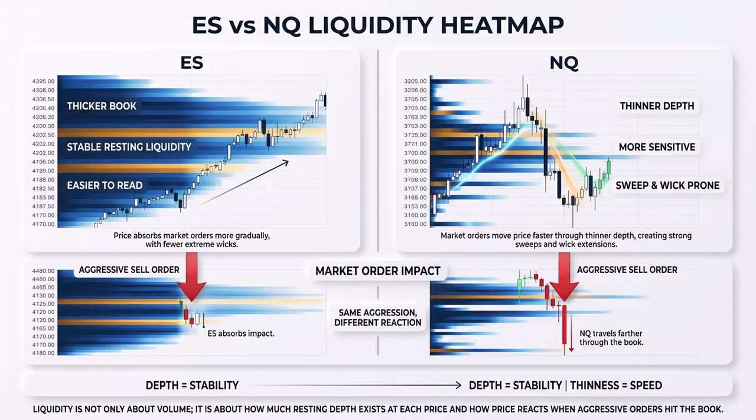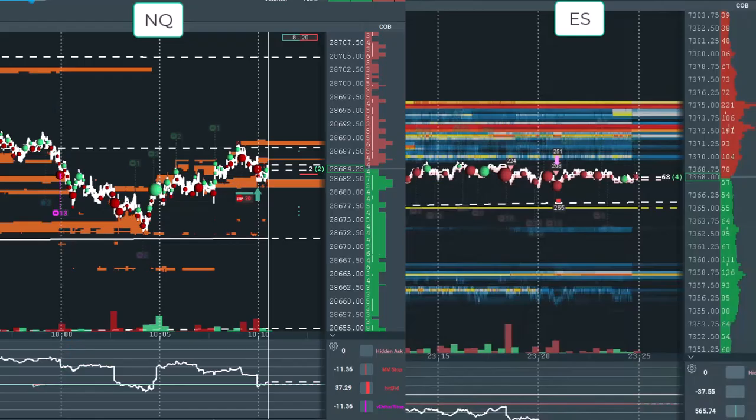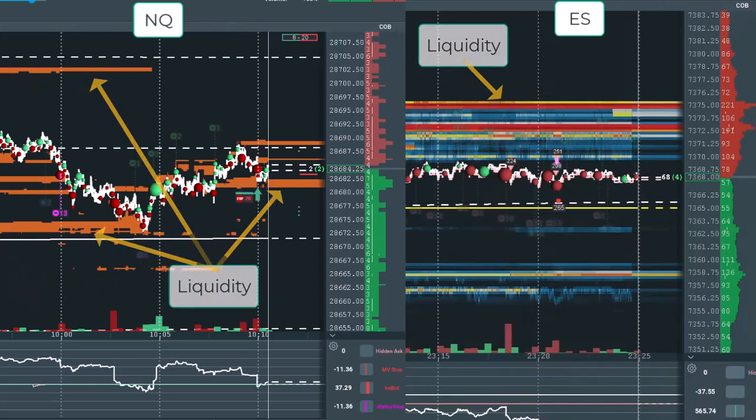Have you ever wondered why liquidity on NQ is harder to read than ES? Both are index futures. Both move with order flow. But the way the market reacts is completely different. If you look at liquidity through a heat map, then ES usually has a thicker, more stable, and easier to read order book than NQ. Meanwhile, NQ is still highly liquid, but it is usually thinner at each price level, more sensitive to market orders, and more prone to strong sweeps and wicks.